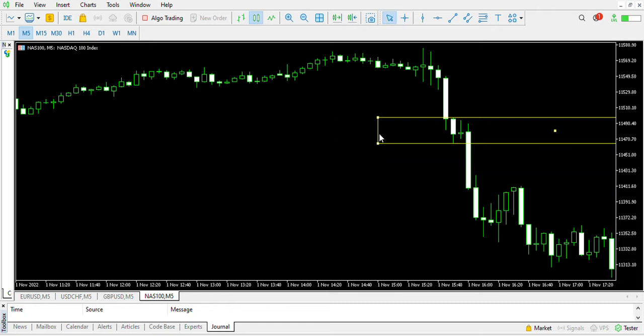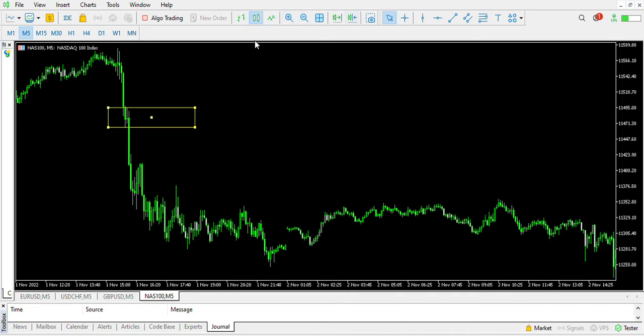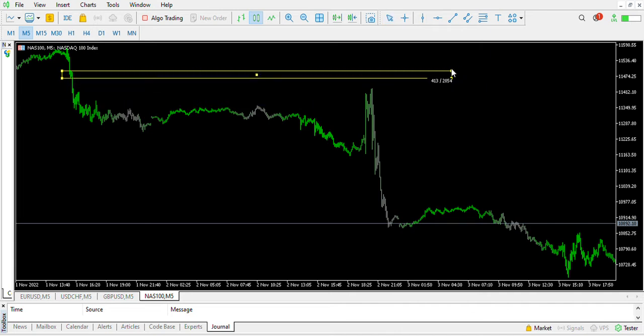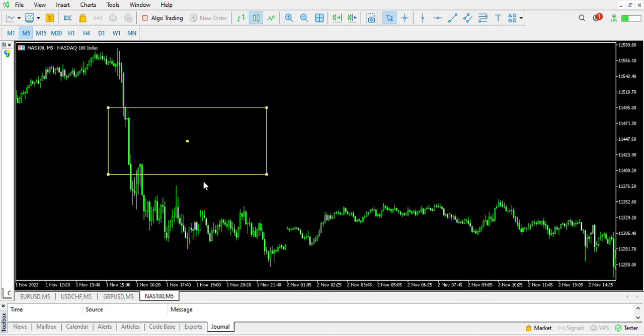I'm going to scroll over, see if our zone holds and if it gives us our TP. So let's draw that across. I don't think price has reached there yet. No, price hasn't reached there yet, so I can't really use that in this example. So keep it moving.